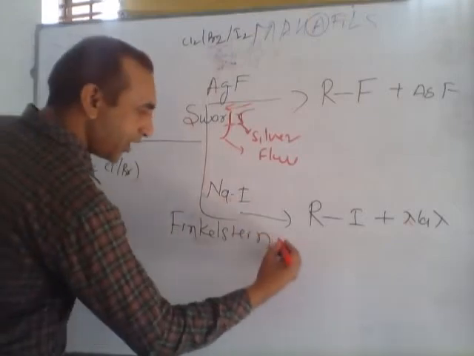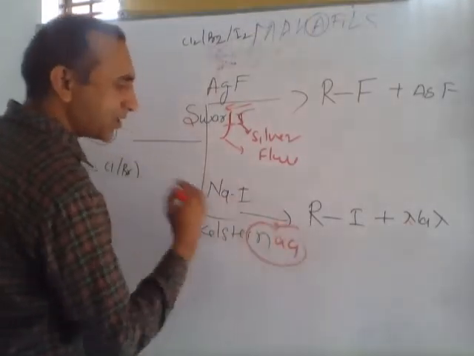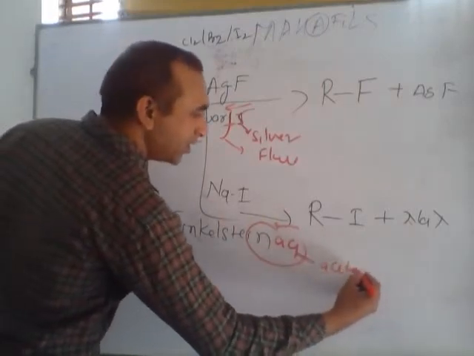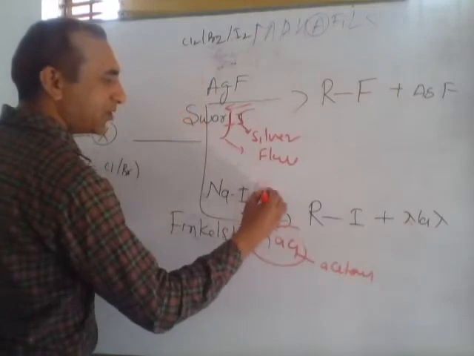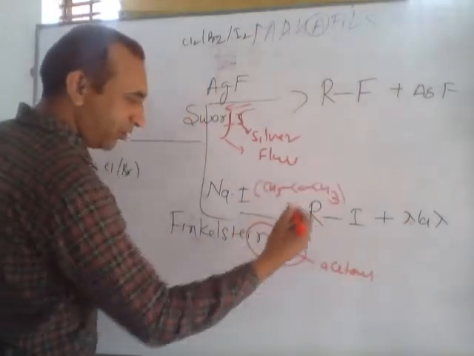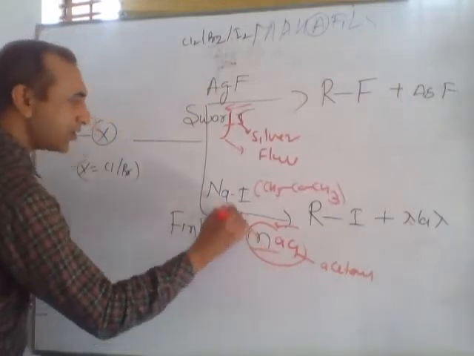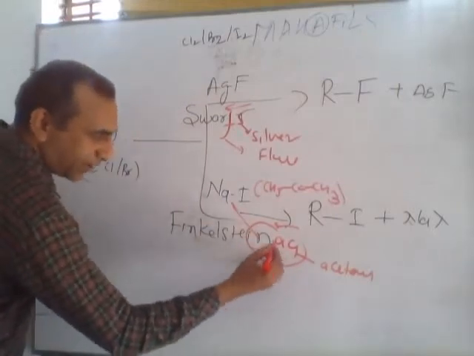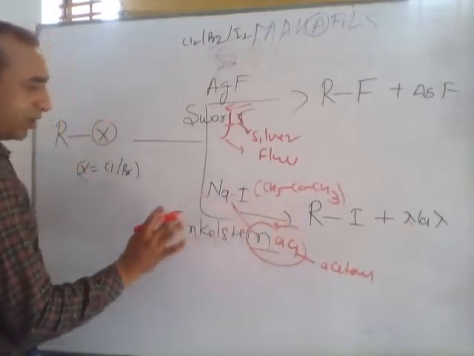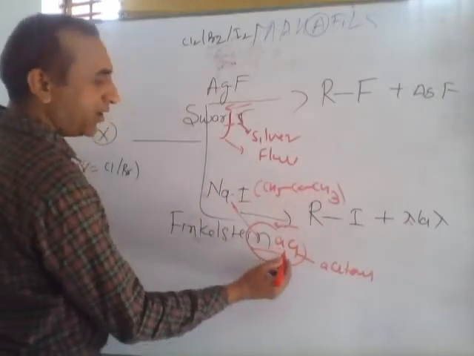In Finkelstein, the double A at the end stands for acetone. In this reaction, we use acetone, CH3COCH3, as a solvent, and the remaining reagent is NaI. NaI reversed is INa. So in Finkelstein, at last we use double A.